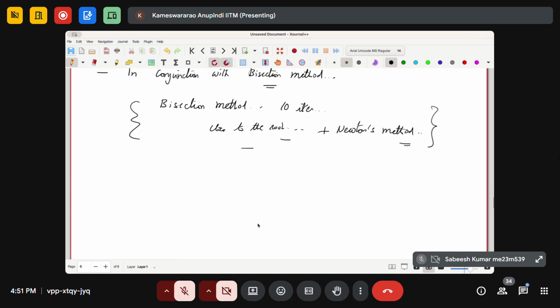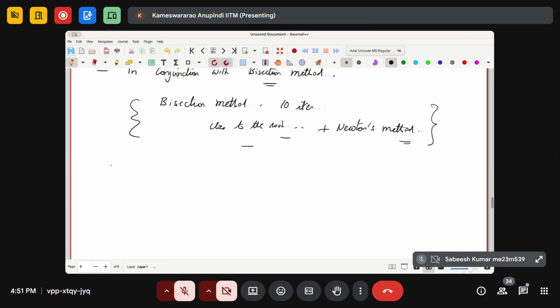Okay. Now there are some cases in which Newton's method would not work. I'm going to discuss them, but before that, any questions so far?